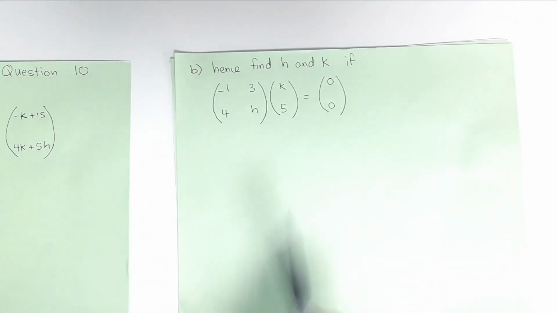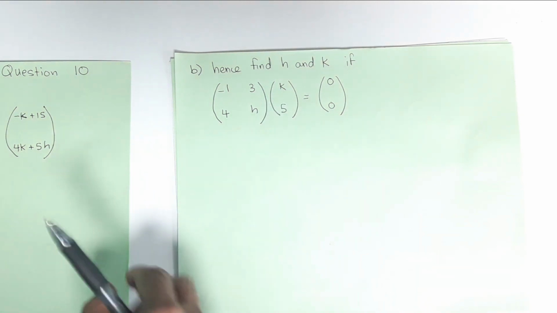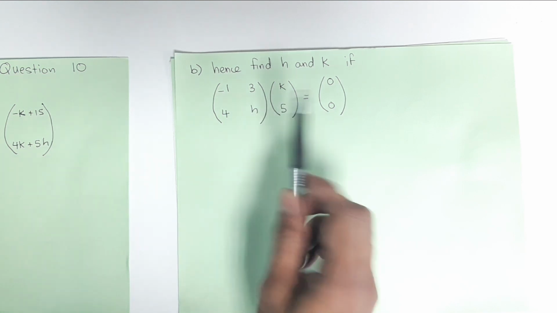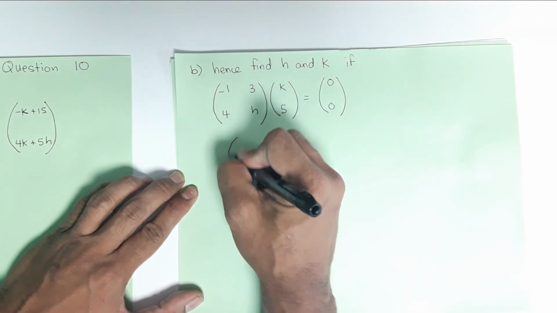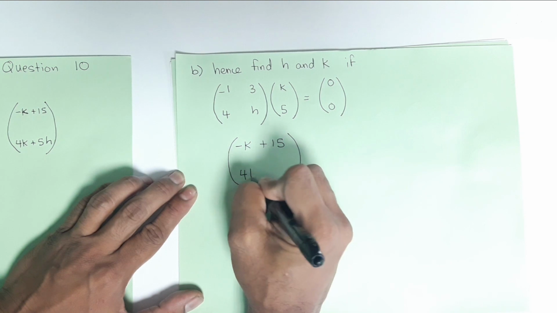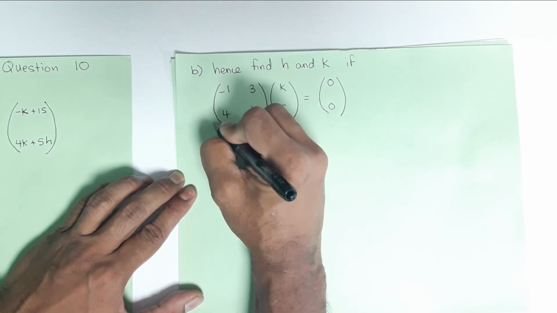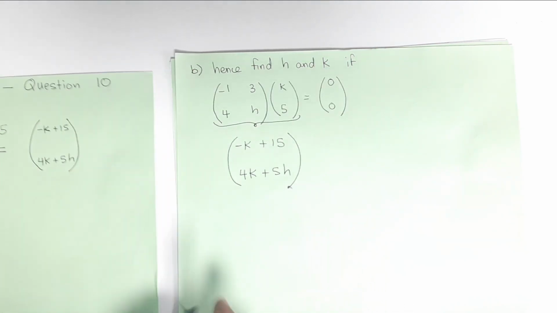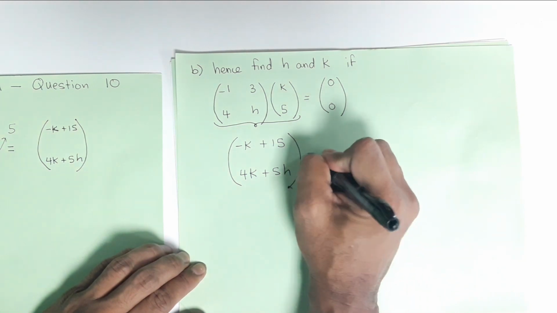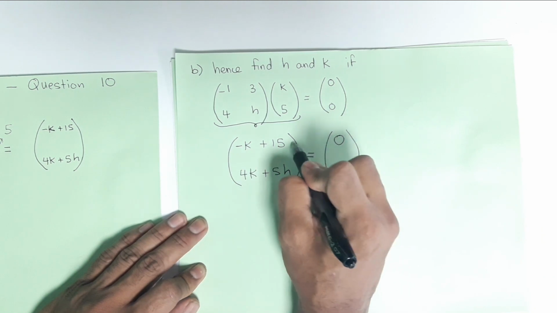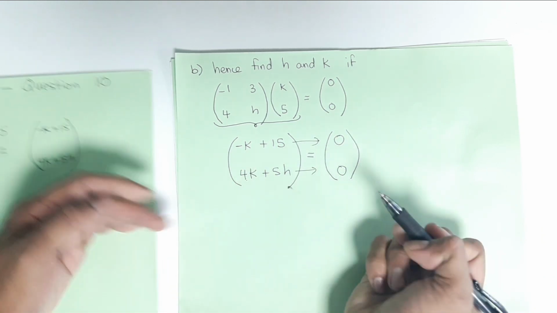In part B, they gave us this statement and they want us to find the value of h and k. But in part 1, they had asked us to multiply this and this. And remember, when we multiply this and this, we got minus k plus 15 and 4k plus 5h. That's when we worked out this portion, right? Remember this answer from part A? That's the same thing here. And now they're telling us to put it equal to 0. This just means the whole top is equal to 0 and the whole underneath is equal to 0.